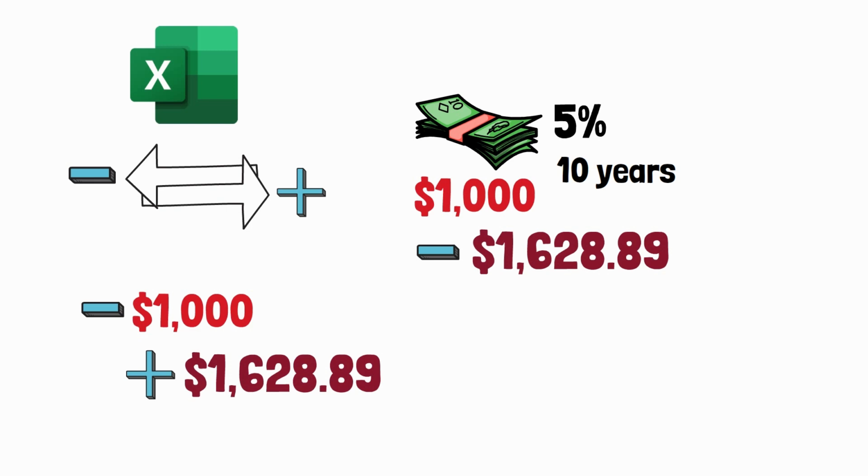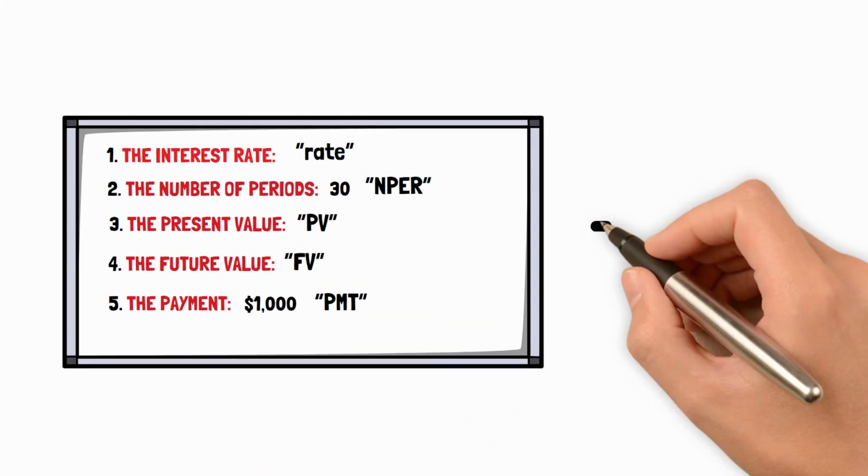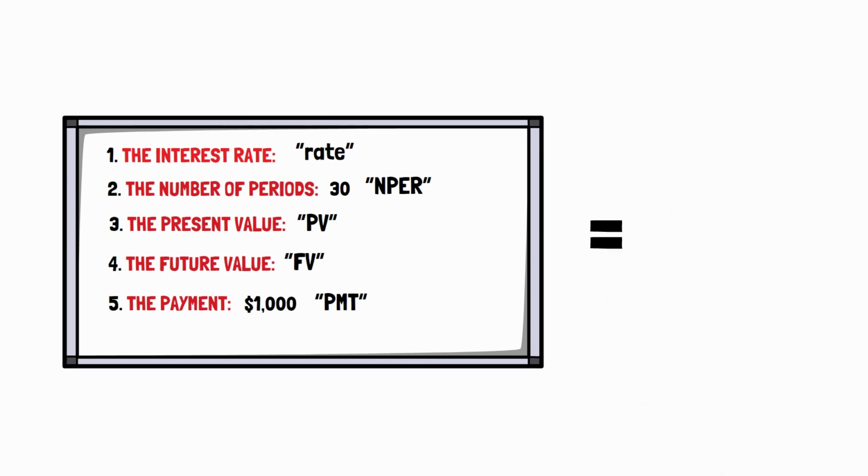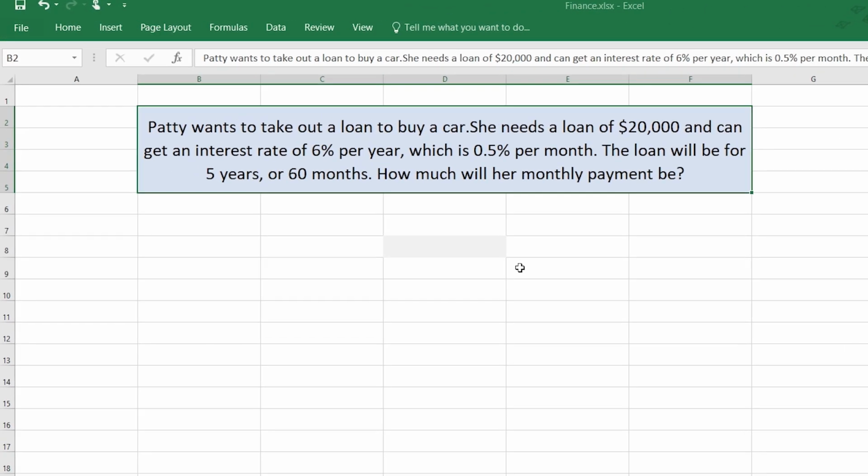To solve for any of the 5 quantities in Excel, simply type equals and then the Excel name for the quantity, such as equals FV and then open parentheses, which is Shift 9. Excel will prompt you to input the other quantities at each step. Let's look at an example.